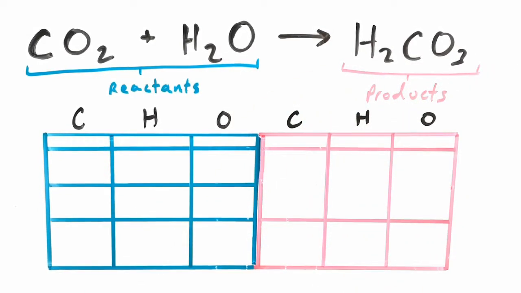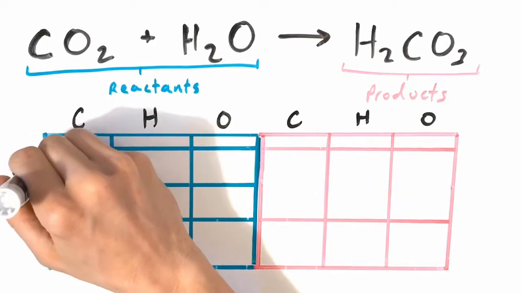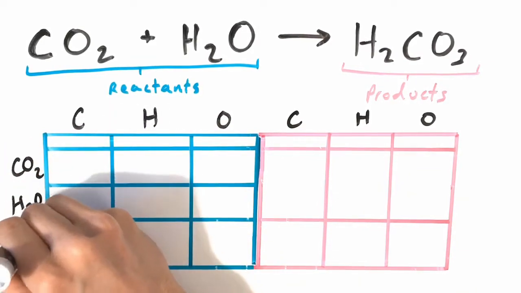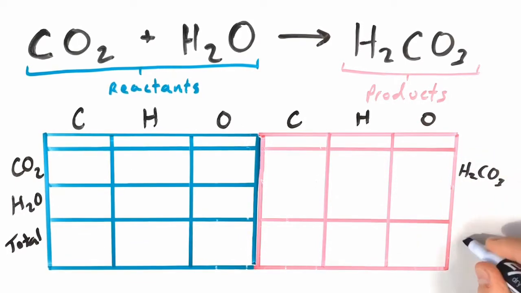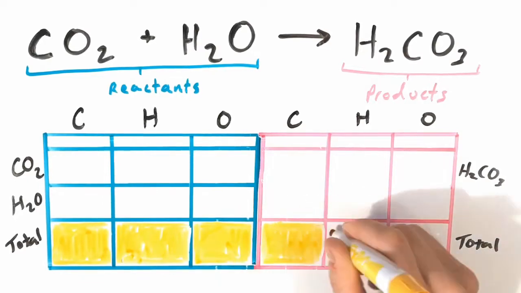So let's look at what we've done so far. We've created a reactants side in green and a product side in pink. And we've indicated all the atoms we're going to deal with at the top: carbon, hydrogen, and oxygen. And on the sides of our table, we're going to place our molecules. So we have carbon dioxide and water as our reactants. And the very bottom row is for the total. On the right, we have our carbonic acid, and another row for the total. Let's go ahead and highlight our total in yellow.